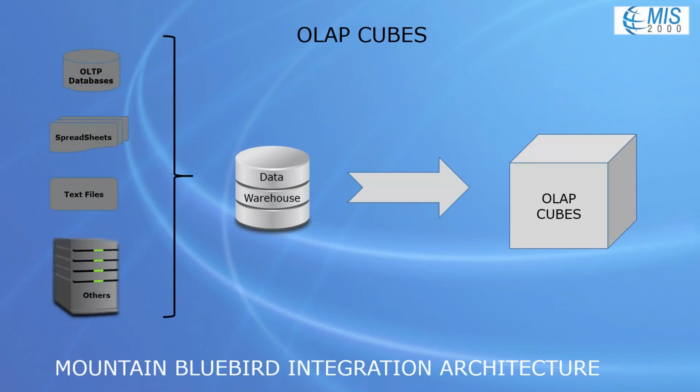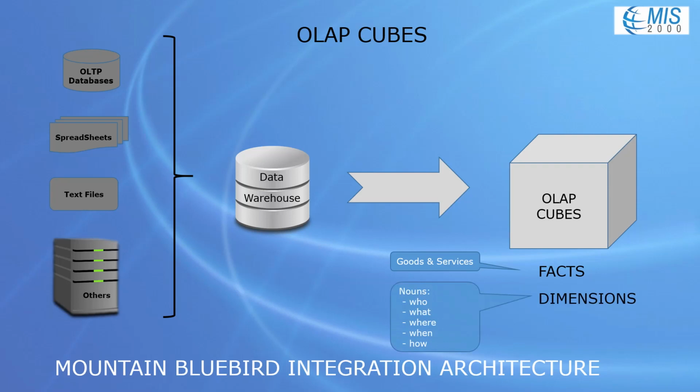Okay, so hopefully you can envision how your organization's operations dovetail into this technology. Whatever are your goods and services, they will be presented as facts. Remember, the facts are whatever you measure to determine the effectiveness of your organization. Then the who, what, where, when, and how nouns that are related to your facts become the dimensions. And of course, this is only a simplistic introduction into OLAP Cubes. However complex and sophisticated are your operations, our integration architects have the expertise to deliver whatever is necessary.